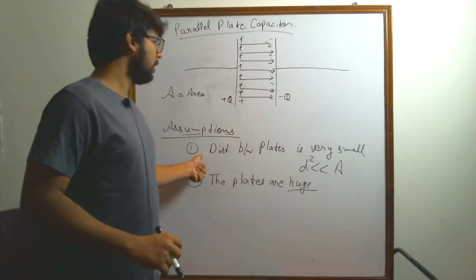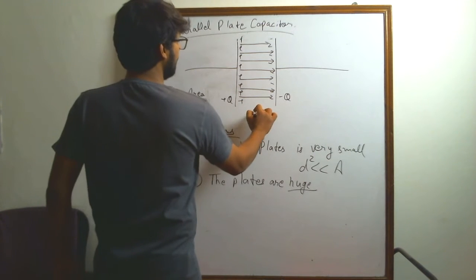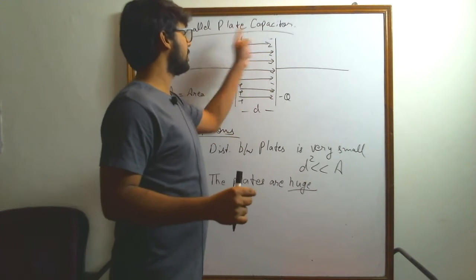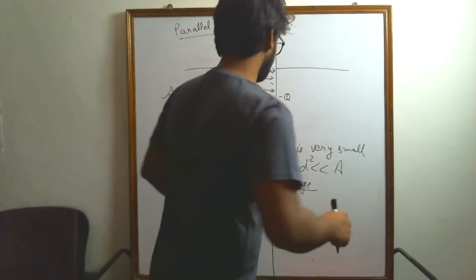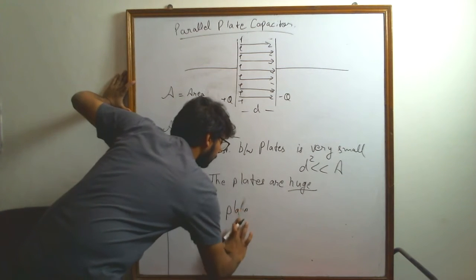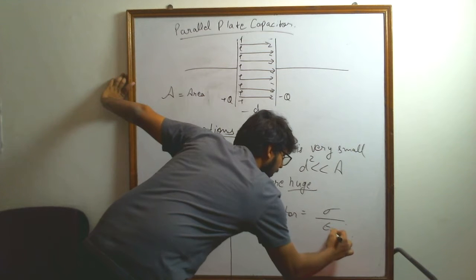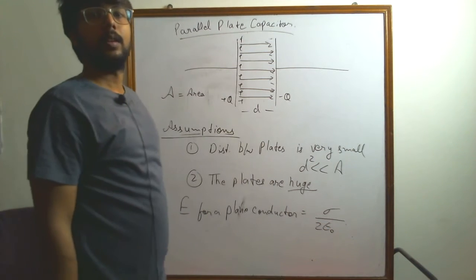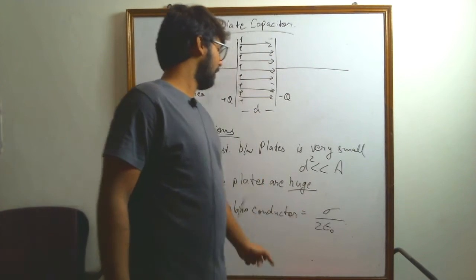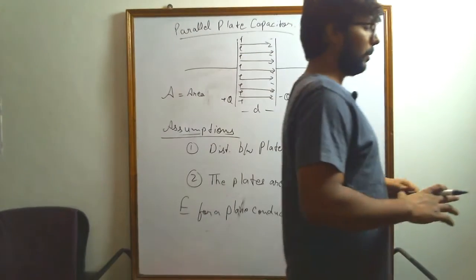Okay, now the first assumption is important because of a small distance, I can say that my electric field is constant everywhere. Electric field for a plane conductor is equal to sigma upon 2 epsilon naught. This is what electric field for a plane conductor is, and to use this result I have to assume that the distance d is really small compared to the A, which is the area of the plates that we have.